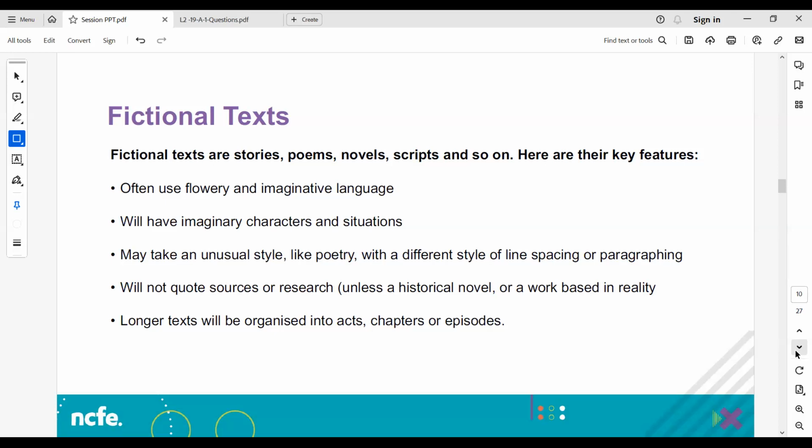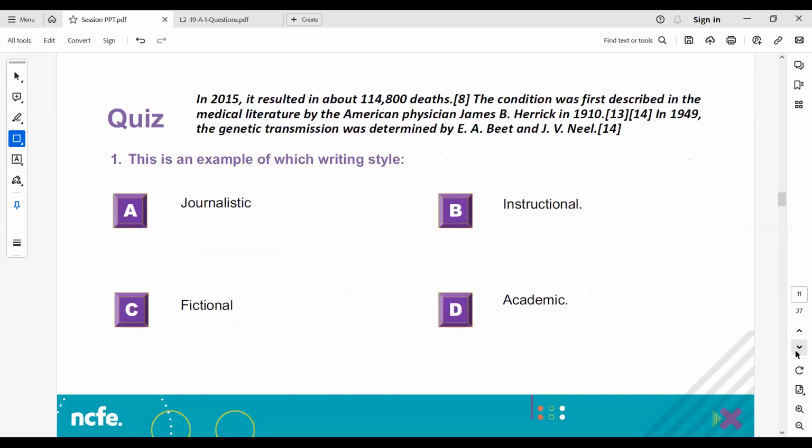And sometimes they do have some quotes or research. If it was a historical novel or it was based on a real event, then possibly within that text they might quote something, but it would be few and far between, and the majority of fictional text would not do that. And if it's a novel, for example, or a play, a script, they'd be organised into chapters or acts of the play, and so on. So those features to look out for.